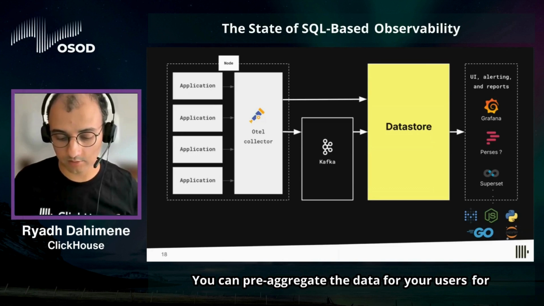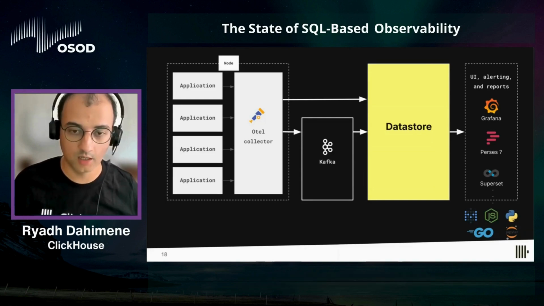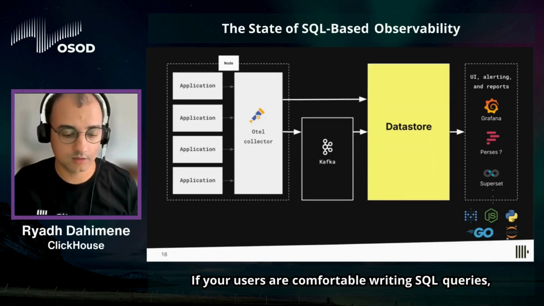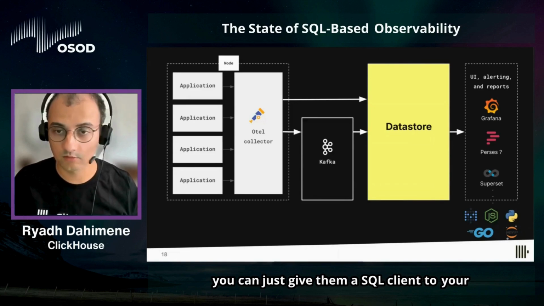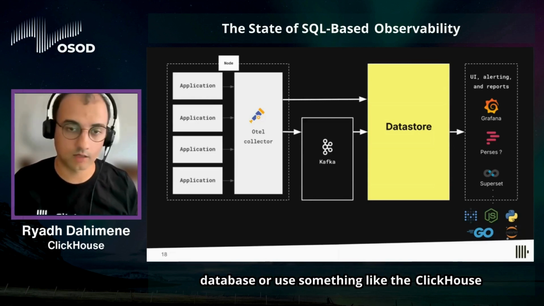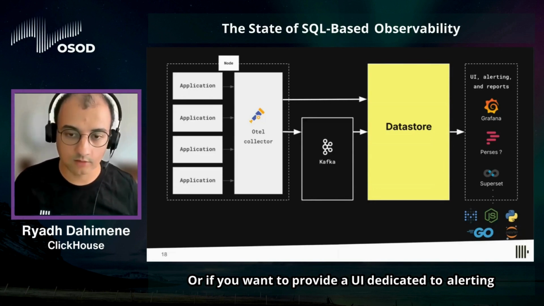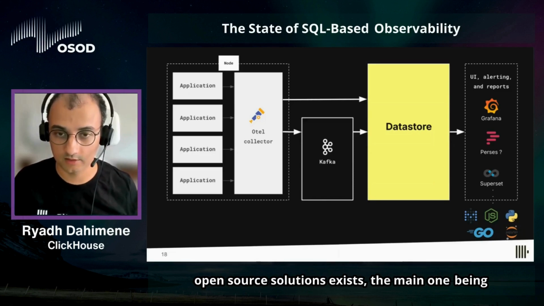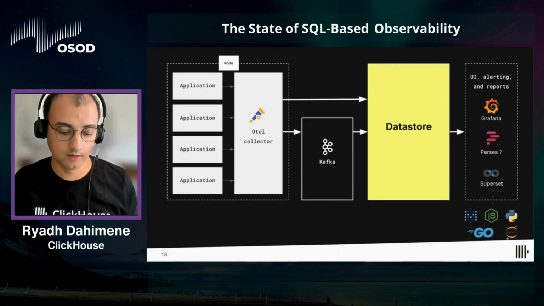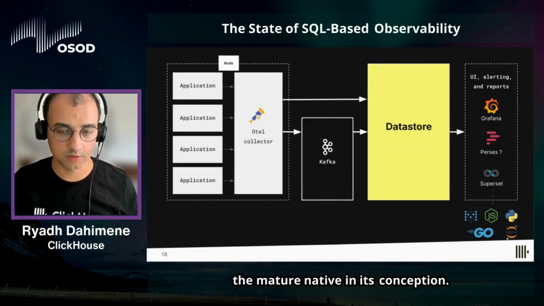You can pre-aggregate the data for your users for very fast response times, and you can expose this in many ways. If your users are comfortable writing SQL queries, you can just give them a SQL client to your database, or use something like the ClickHouse Cloud SQL Console. Or if you want to provide a UI dedicated to alerting, open source solutions exist. The main one being Grafana, for which we also maintain the Grafana plugin for ClickHouse, which is all OpenTelemetry native in its conception.